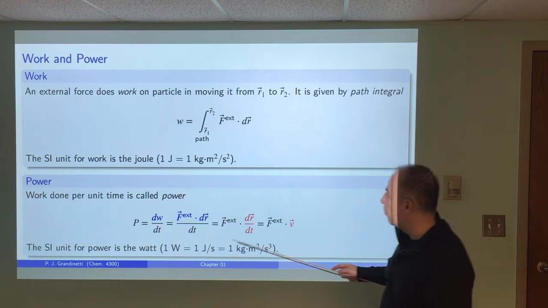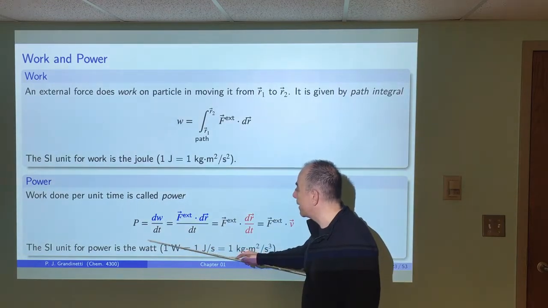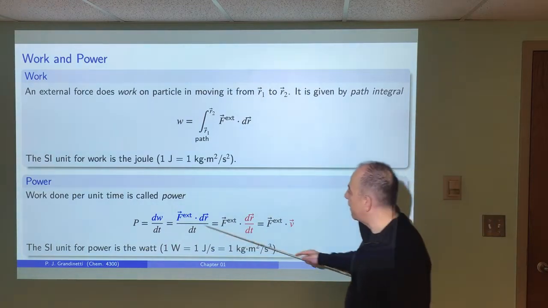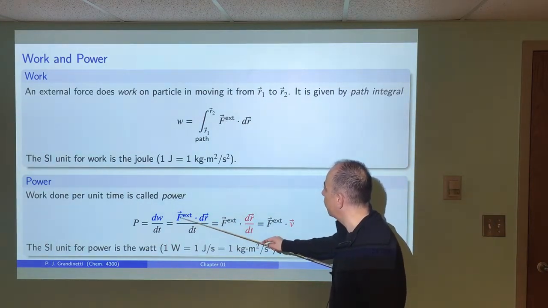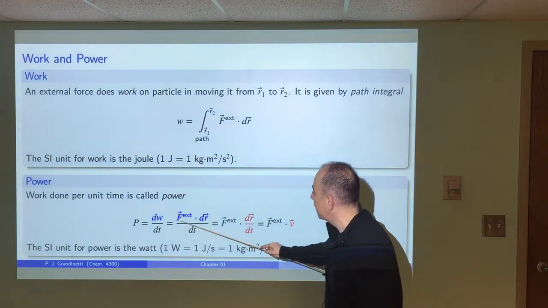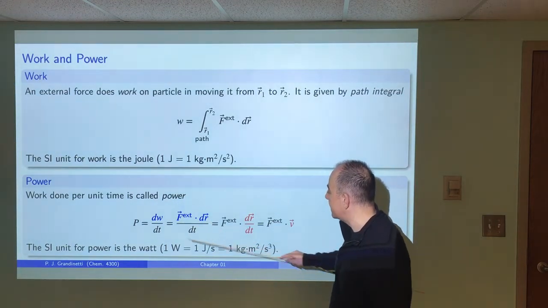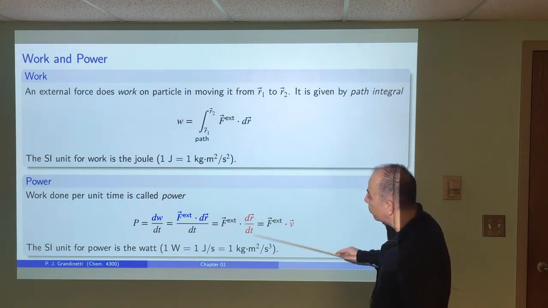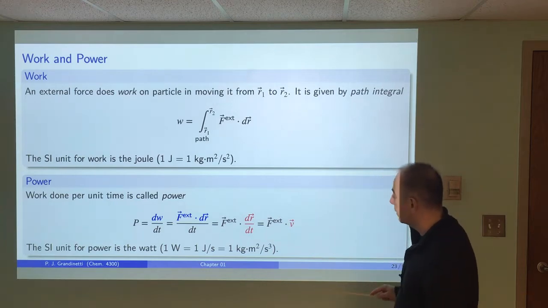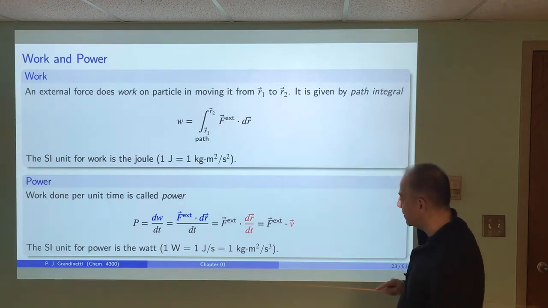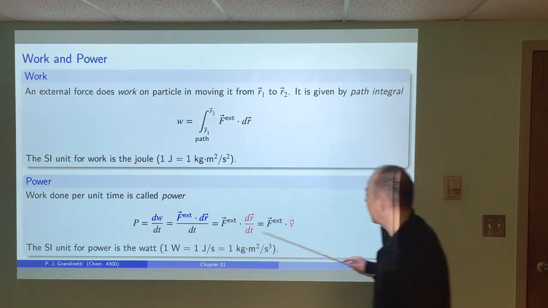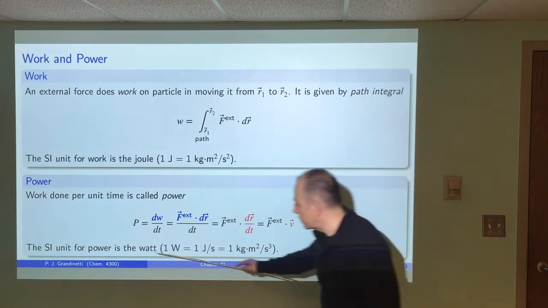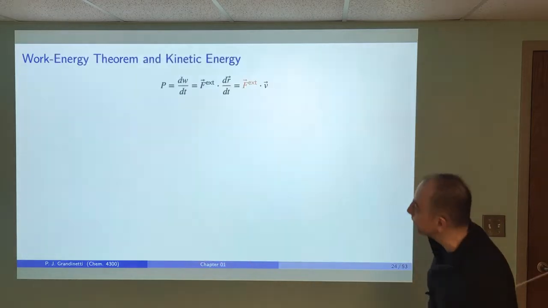We can take the derivative of the work with respect to time, and we get another important quantity. It's called the power. If I take my expression for the differential work, F dot dr, and I divide it by dt, I can rearrange this expression to have the dot product of the force vector with the derivative of the position vector, and that becomes, of course, the velocity vector. So the power can be calculated as the dot product of the force vector and the velocity vector. And of course, the SI unit for power is the watt.